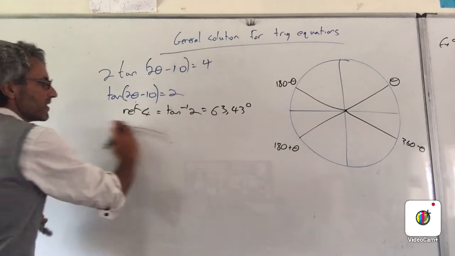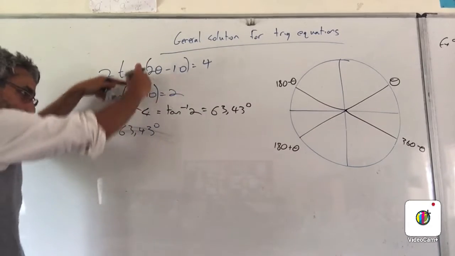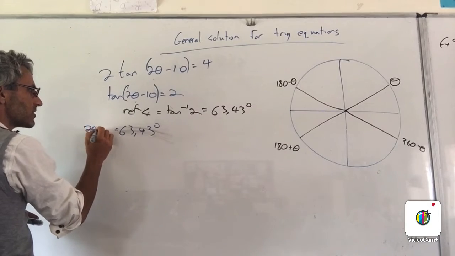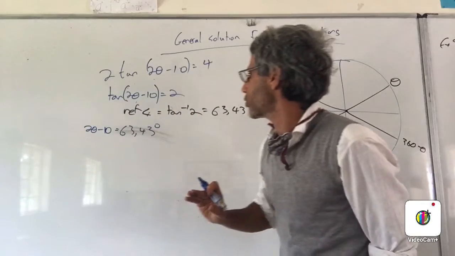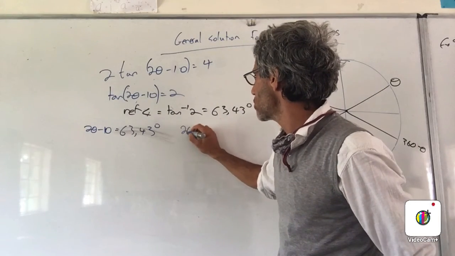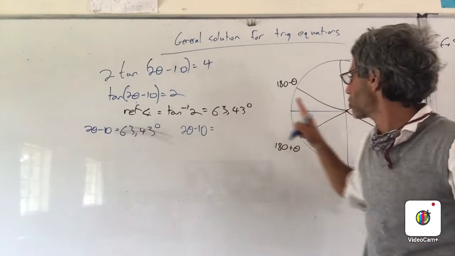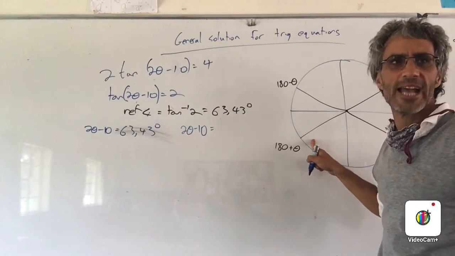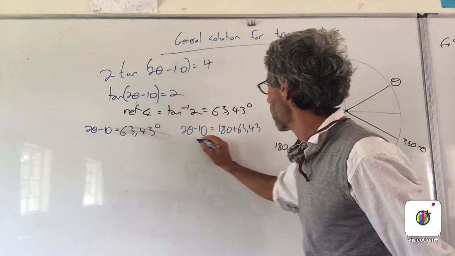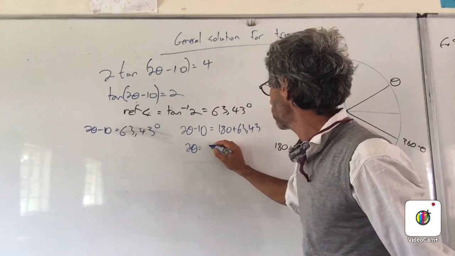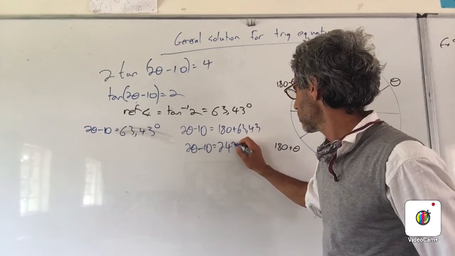So the reference angle, 63.43, is equal to whatever angle tan is working on, which is 2 theta minus 10. Let's pause here. This is just half of the solution. The other half would be 2 theta minus 10 equal, not to 63, but to, where was the other quadrant that we have an answer? 180 plus 63.43, so let's write it down straight away: 2 theta minus 10 equals 243.43. Fantastic.